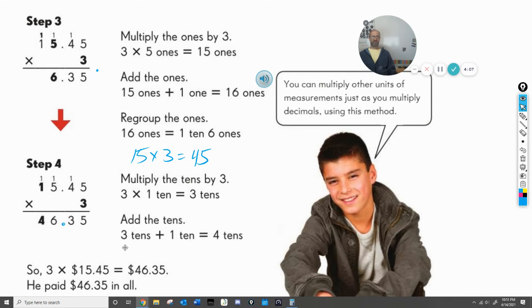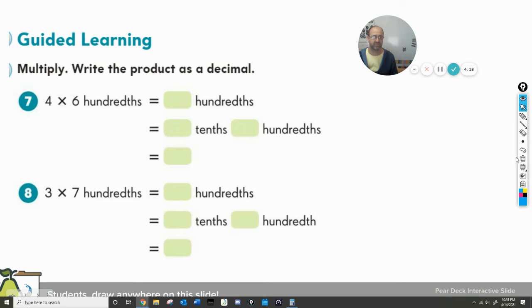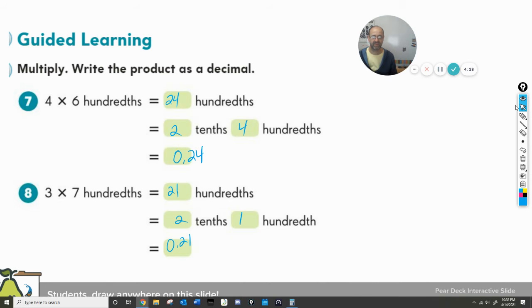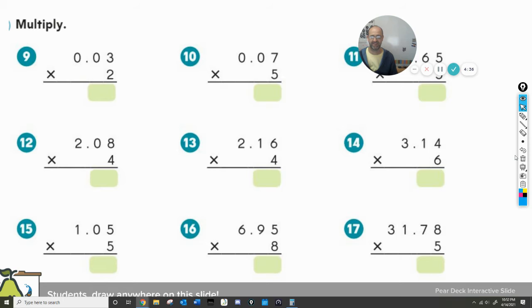You can multiply other measurements just as you multiply decimals using this method. All right, Mr. Confidence, we're going to go on. You're going to multiply and write each product as a decimal. Pause me, I'll pause you, and then we'll meet in 5 seconds. Yay, do we all agree? Great minds think alike. Let's move on to the next slide.